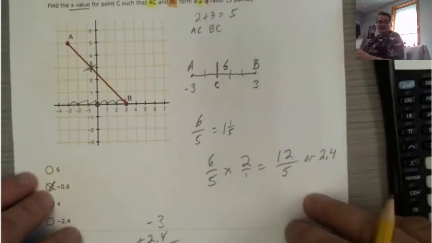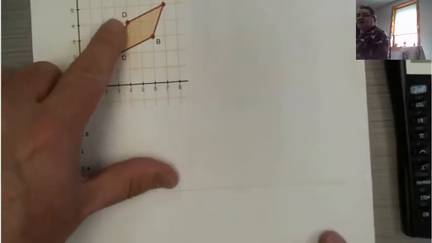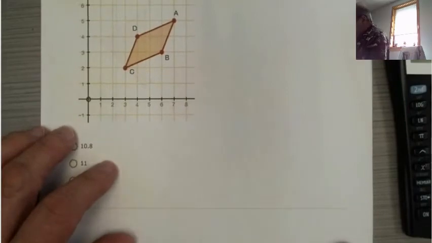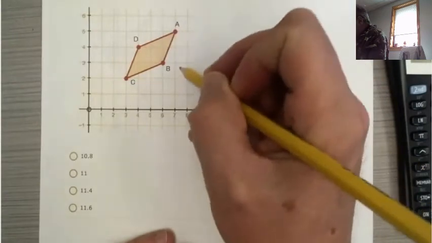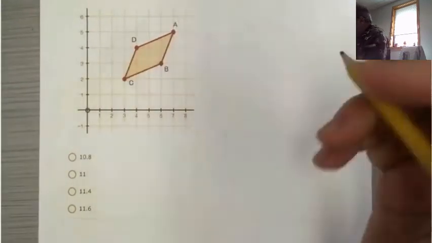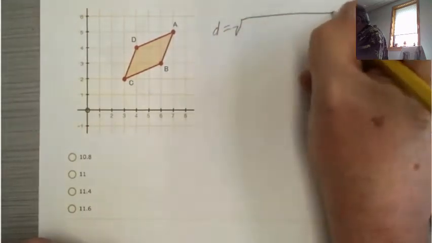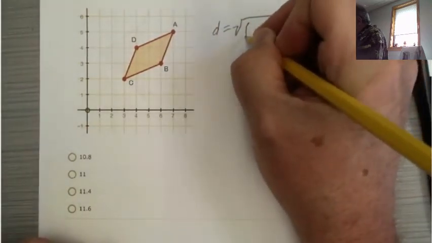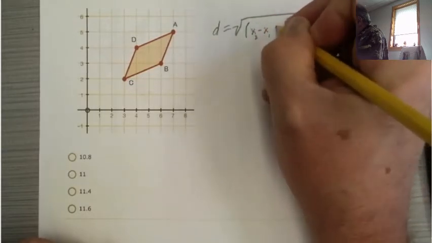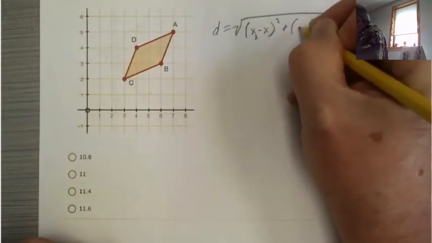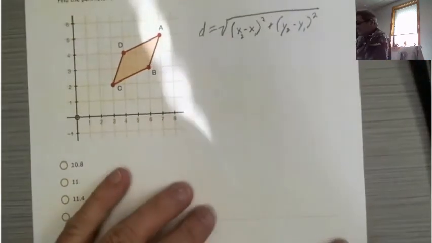All right, let's look at number 12. Find the perimeter of the following shape. So the perimeter is the distance around. We just add up the sides, but we need to know how long these sides are. All right, so our distance formula, where we take the square root of x2 minus x1 squared plus y2 minus y1 squared. Okay.